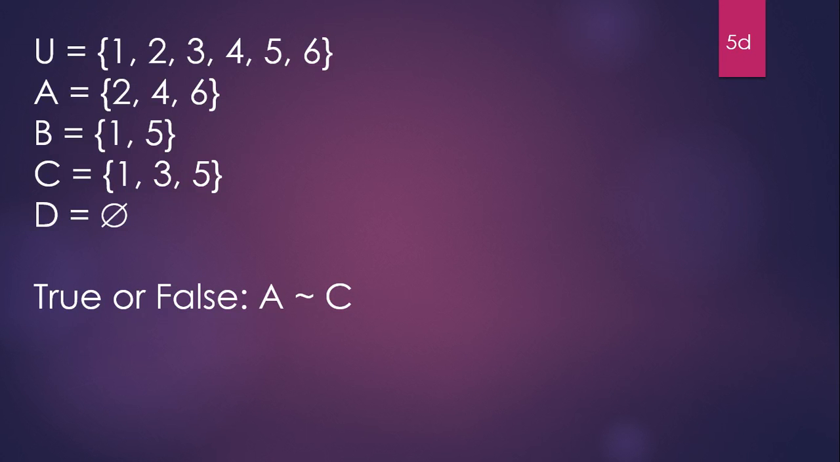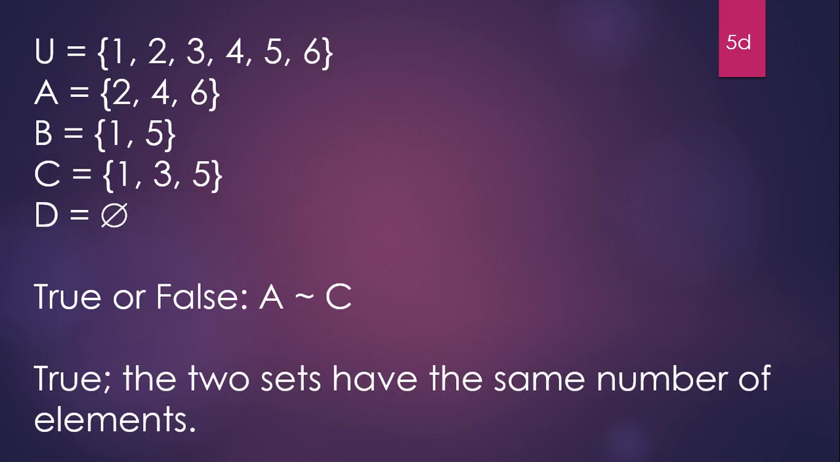And for the same list of sets, answer this question. In this case, the answer is true. A is equivalent to C because the two sets have the same number of elements.